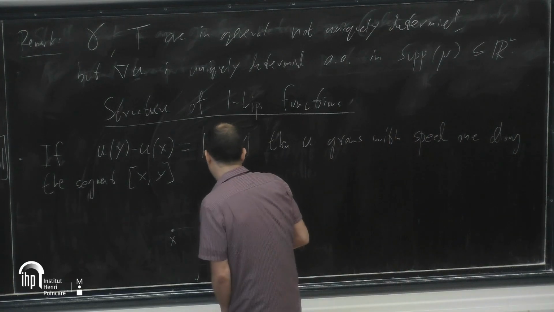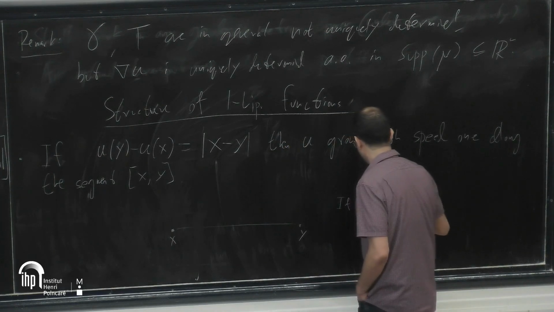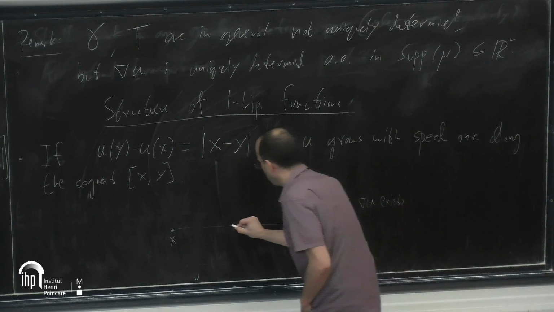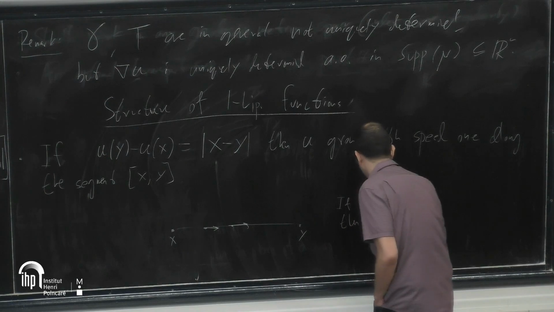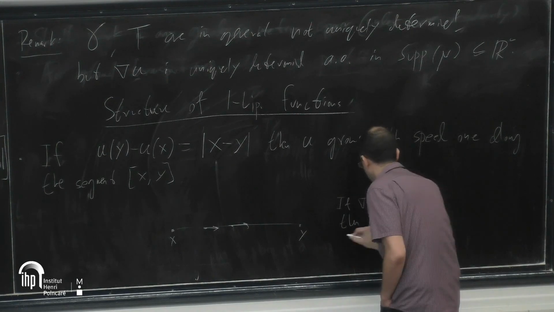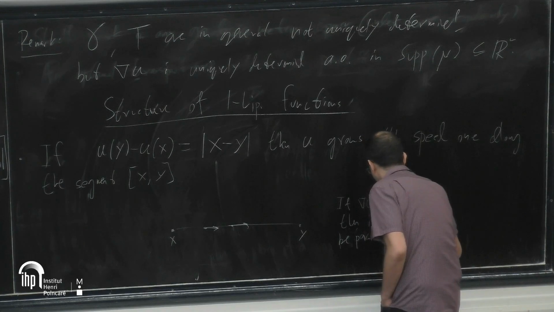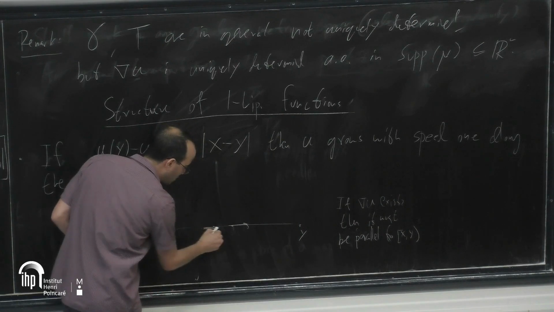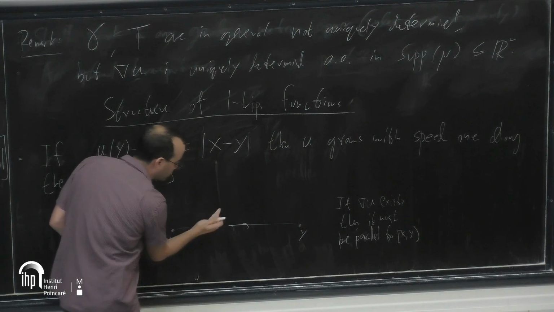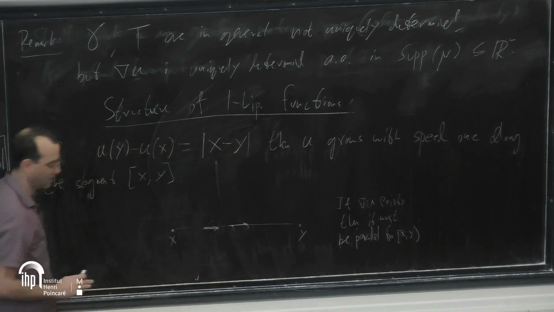And moreover, if u is differentiable, then it must point in the direction of this segment. It must be parallel to the segment, or point in this direction, because you know the speed here is 1. So if there is some component here, it will violate the one-Lipschitzness. This is the maximal possible speed, speed 1, and it must be parallel to this segment.